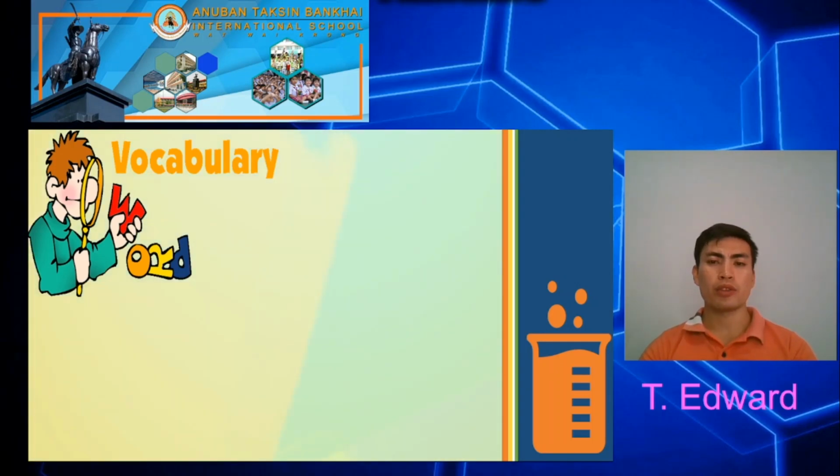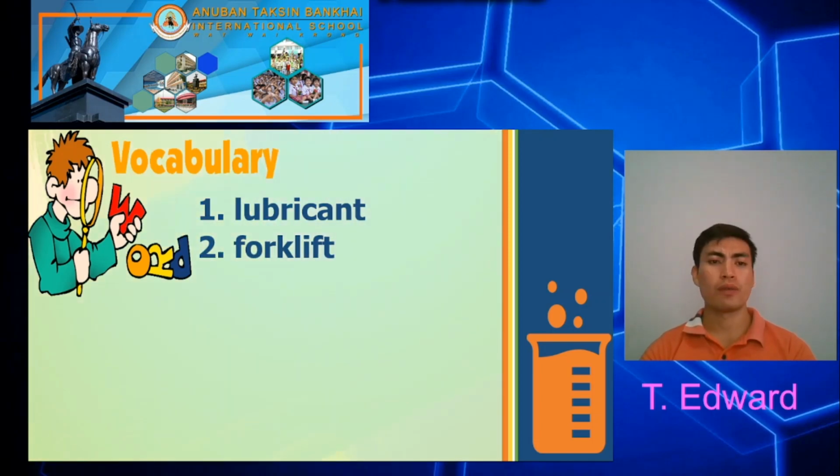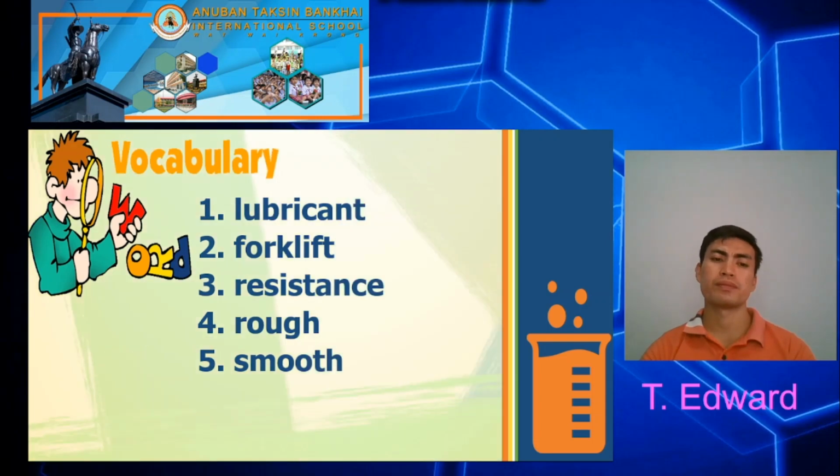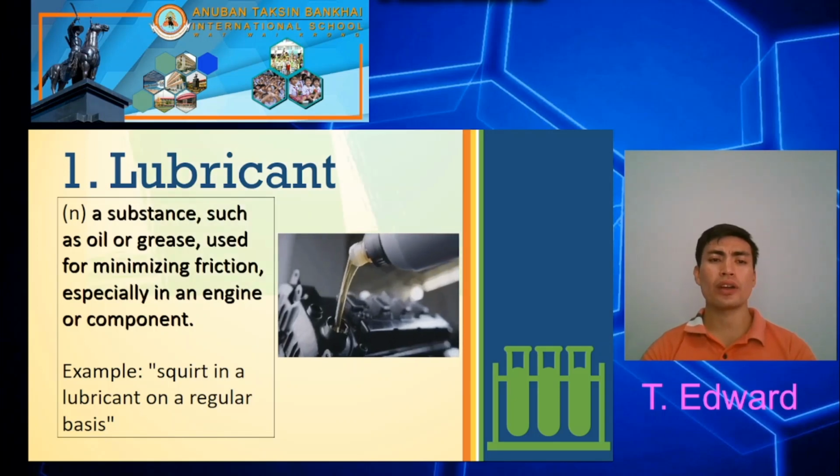For our vocabulary words today, I would like you to repeat each word after I read them. First one, lubricant. Lubricant. Number 2, forklift. Forklift. Number 3, resistance. Resistance. Number 4, rough. Rough. Number 5, smooth. Smooth. Number 6, the last number, worn out. Worn out. Good job.